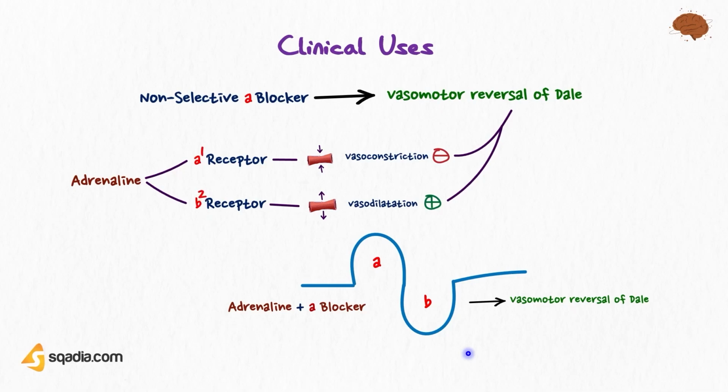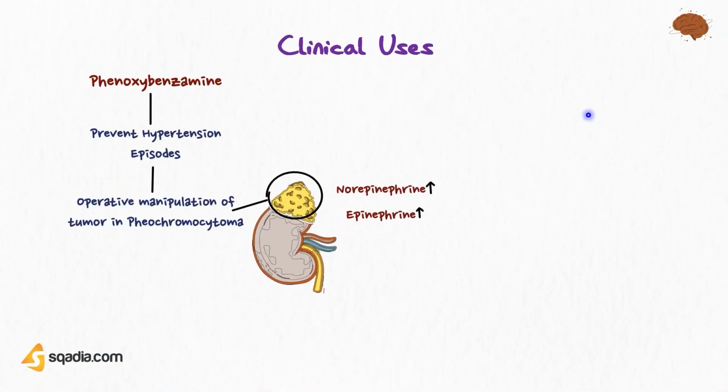Then we have discussed the vasomotor reversal of the tail, which is basically if you give alpha blockers prior to the adrenaline. Now, alpha blockers block the vasoconstriction, so there is only vasodilatation happening. So it causes a fall in the blood pressure, a prolonged fall. You can also say that it is the prolonged fall of the blood pressure, and it is known as vasomotor reversal of the tail. Next, we are going to discuss clinical uses.